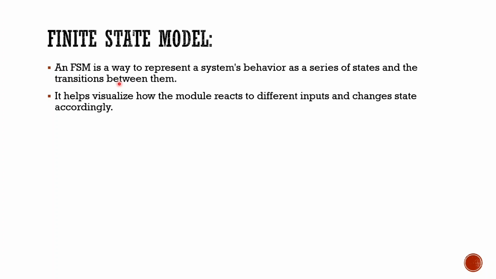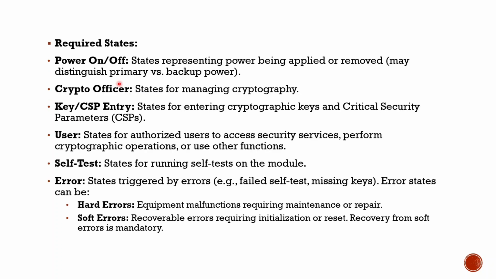These events are basically inputs provided. The input events that cause the transition must also be specified inside the documentation, including, for example, the power on, user commands, etc. The output events resulting from the transitions must also be specified inside the documentation. The states used in this particular finite state model are the power on/off state. This state basically represents whether power is being applied or not. This may distinguish the primary or the backup power.